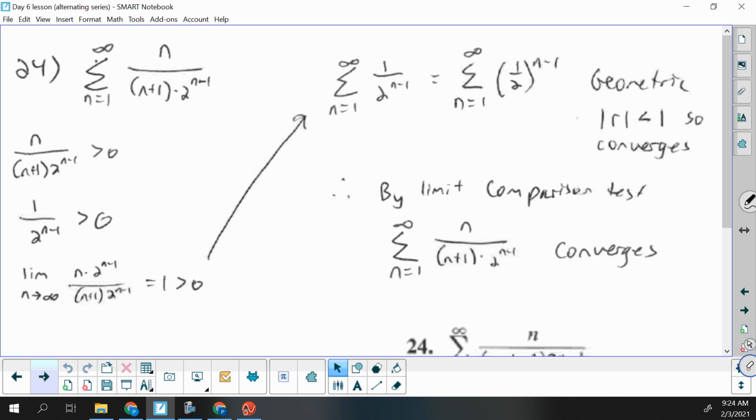Our nice series can be rewritten as 1/2 in parentheses to the n minus 1, which is geometric. The absolute value of r is less than 1, so it converges. Therefore, by the limit comparison test, our original series converges.